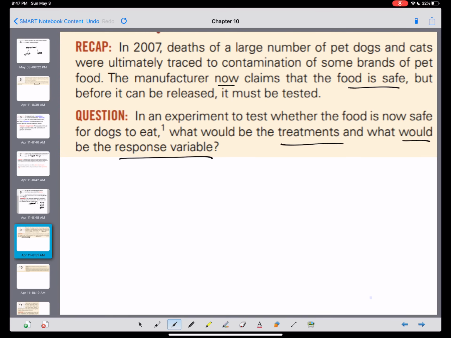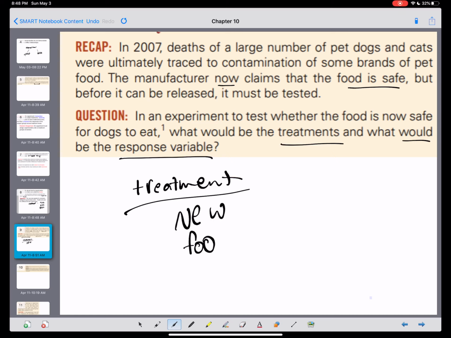The response variable is like the response, how they feel, okay? So what would be the treatment? Treatment 1 would be the new food, the food that is being tested, right? Treatment 1 would be the food being tested. Treatment 2 would be food that's known to be safe.